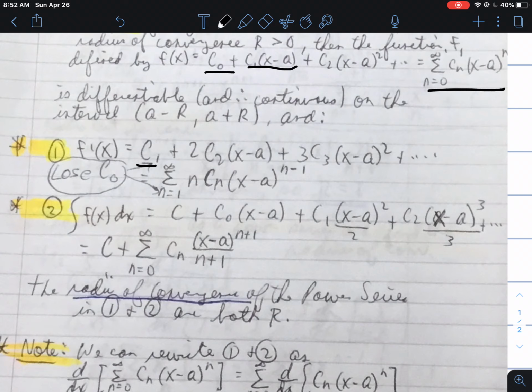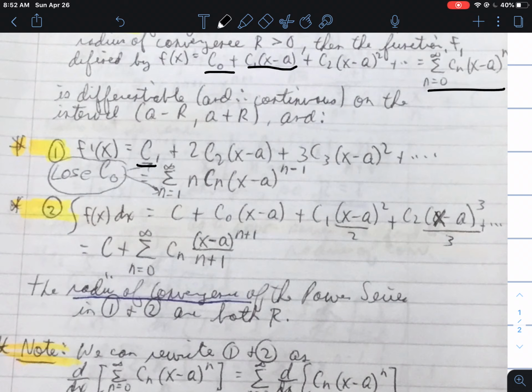But that's nothing more than what? Our basic power rule for power functions, right? Which is what this is. It's what it resembles. So it's simply then the sum as n goes from 1 to infinity, n times c sub n x minus a to the n minus 1, basic power rule.